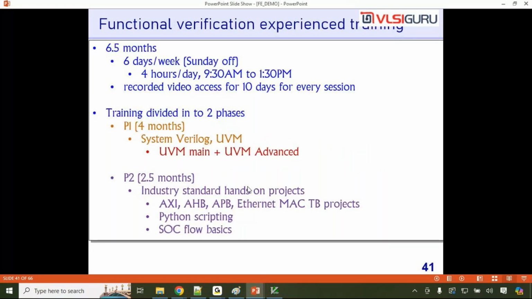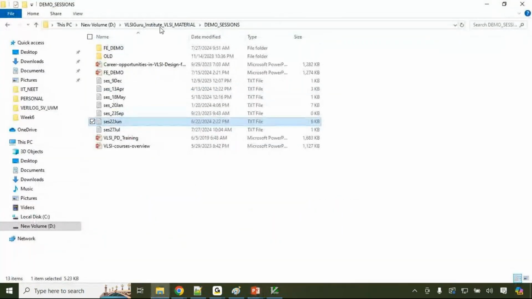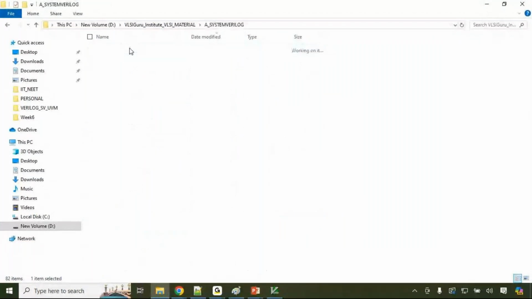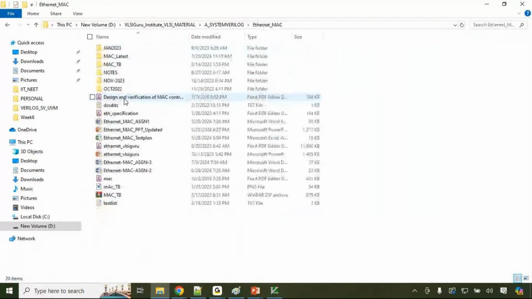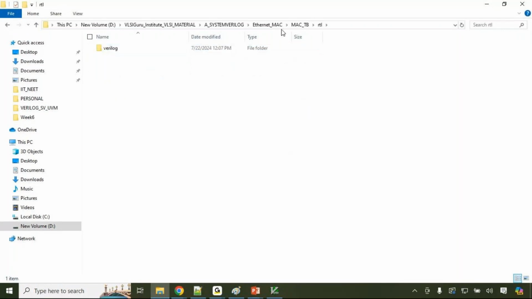Let me give you a brief about what functional verification is. We have been talking about functional verification, right? What exactly is functional verification? I'll explain it through one of the examples. I take this design. What is this design? Ethernet MAC.